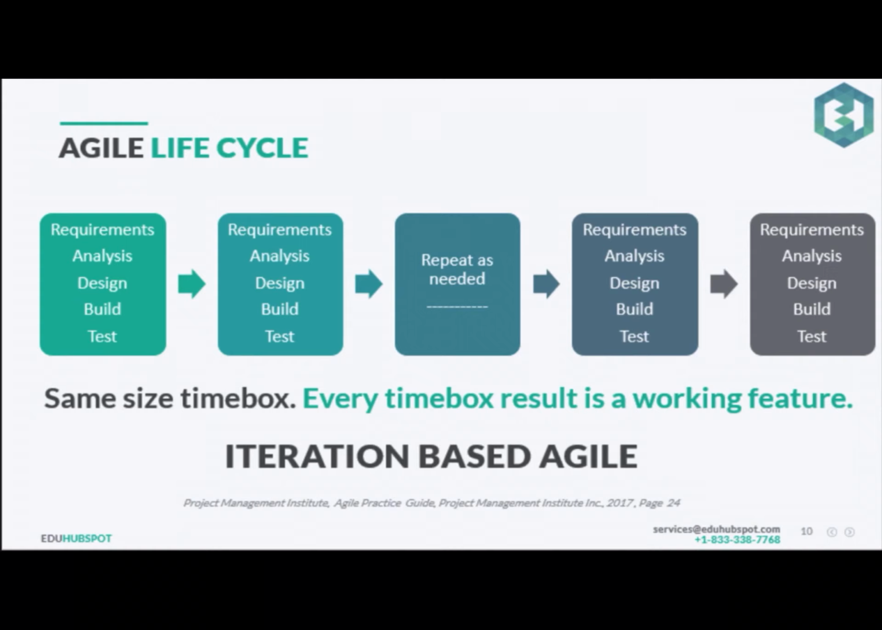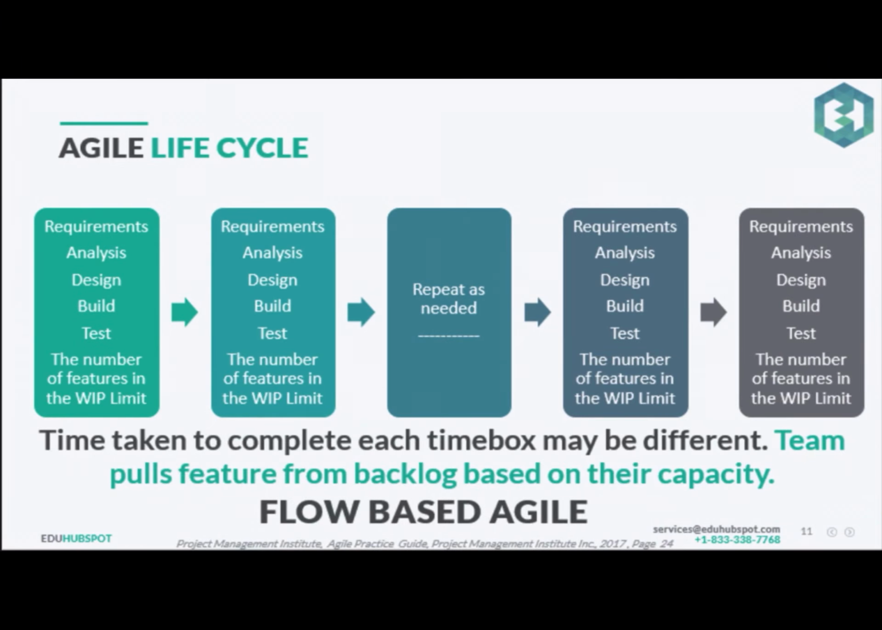Keep that in mind. That's your agile life cycle, which is basically a combination of iterative and incremental. Of course, you want to make sure it is perfect, and at the same time, the perfectness of the solution is your iteration, and each working time box is actually a working feature. On the other hand, there is flow-based agile. What is flow-based agile? The time taken to complete the time box may be different.